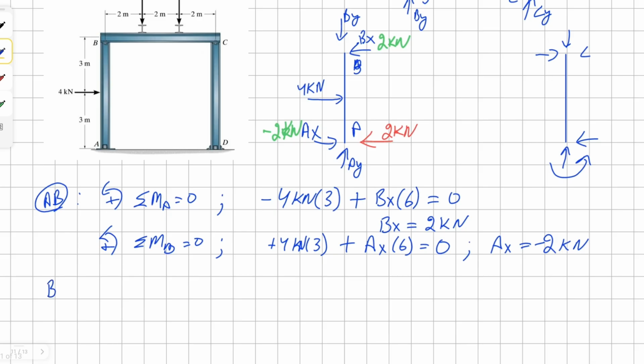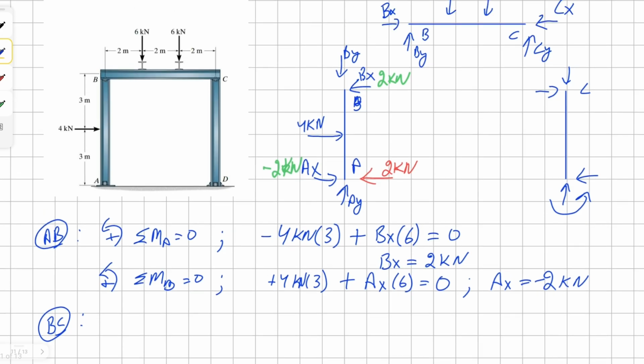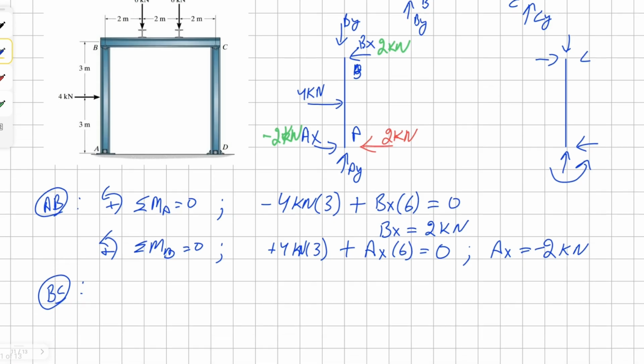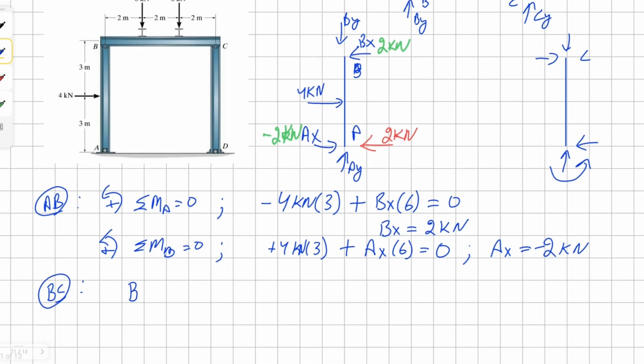Okay, now working on member BC. I know there aren't any forces working in the horizontal direction for member BC, therefore whatever our member reaction for point B is in the horizontal direction, it's going to be the same for the horizontal direction for point C. In this case, it will be 2 kilonewton.